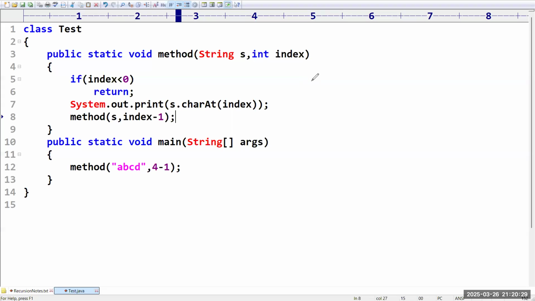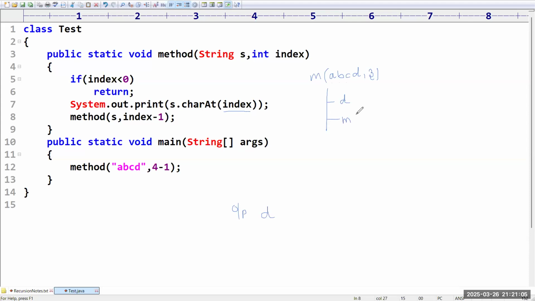Listen carefully. First there is a method which has the string ABCD. What is the index value that initially we passed? 3. The first method call checks if the index is less than 0. No. Then print the character. What is the character present at third location? 0, 1, 2, 3. So it will print D. So in the output, the first character we are getting is D.